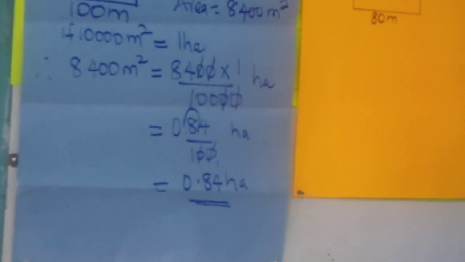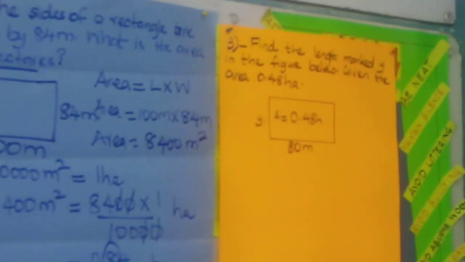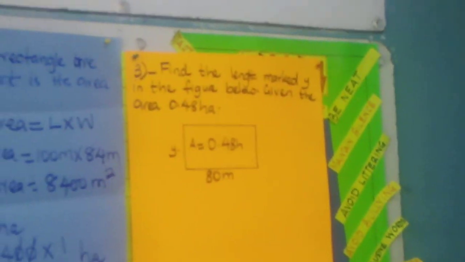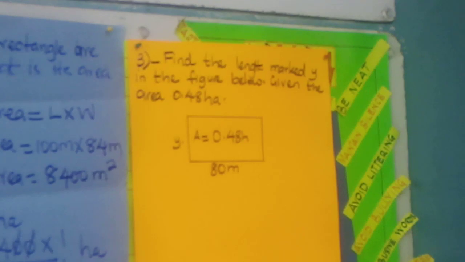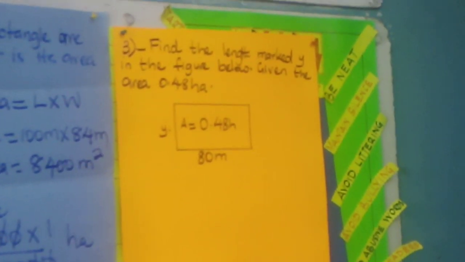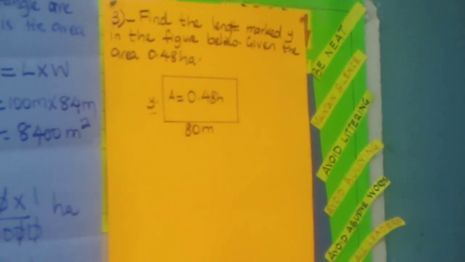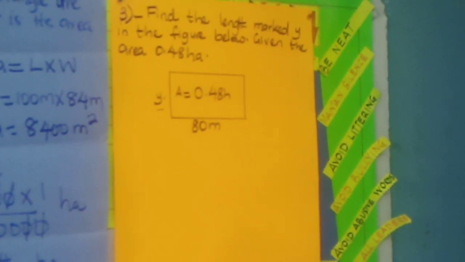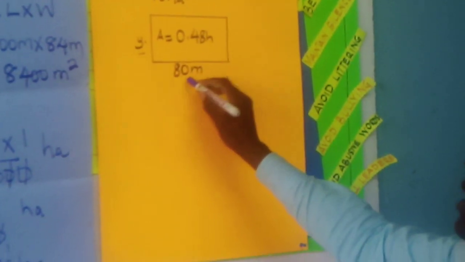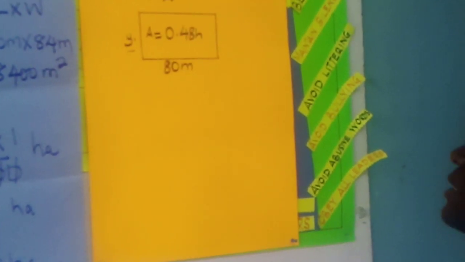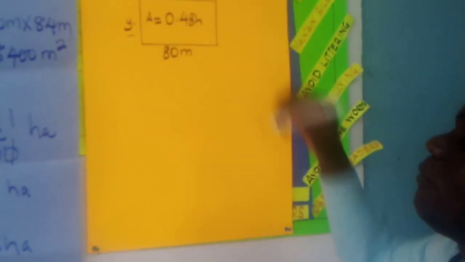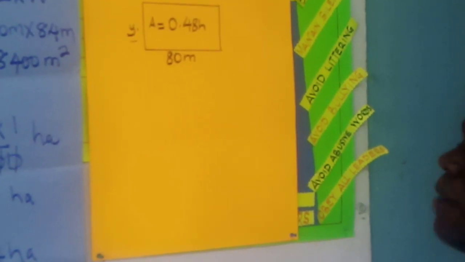Example number 3 is here on this orange manila paper. Find the length marked Y in the figure below. Given the area 0.48 hectares. So we are finding that length. We don't want to find the area. Now, the area is in hectares. The length is in meters. And so our first step is to convert the area from hectares into square meters.